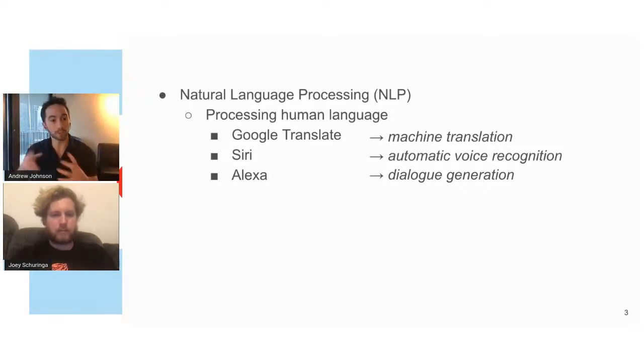Siri, obviously, there's a bunch of different tasks that come together to make that work. But one example is automatic voice recognition, so speech to text, similar technology. And Alexa or other similar digital assistants, one component of them would be dialogue generation. The tasks I'll be going into in more detail later in this talk will not be any of these I've listed here, but they still fall under the same umbrella.